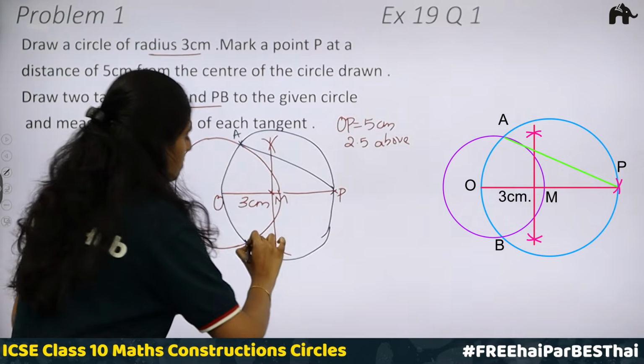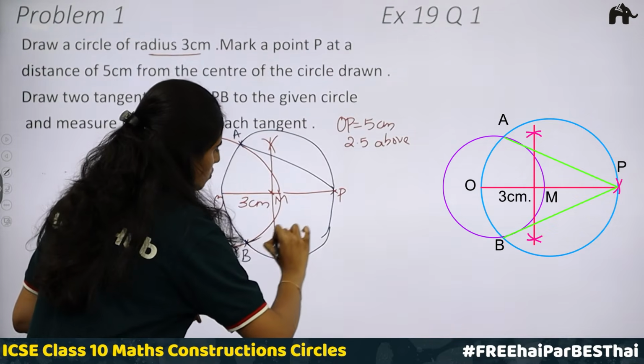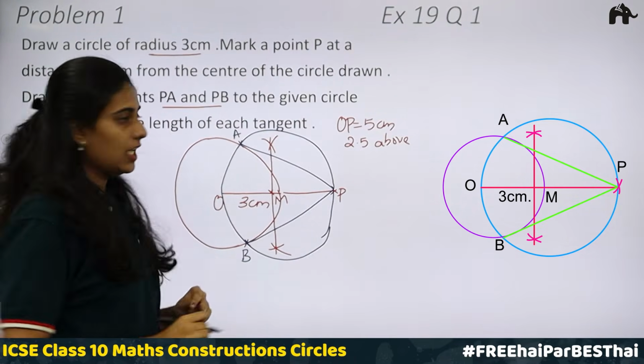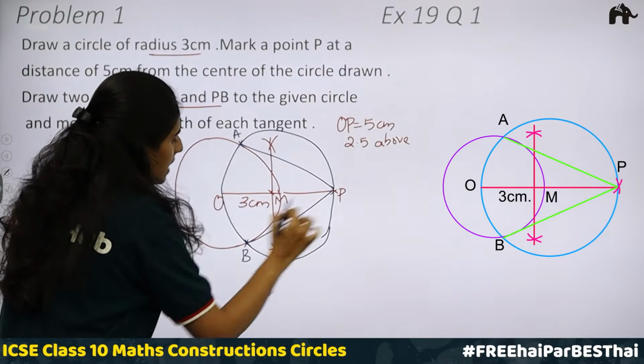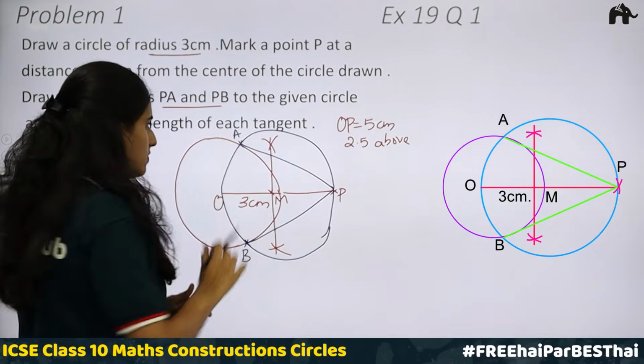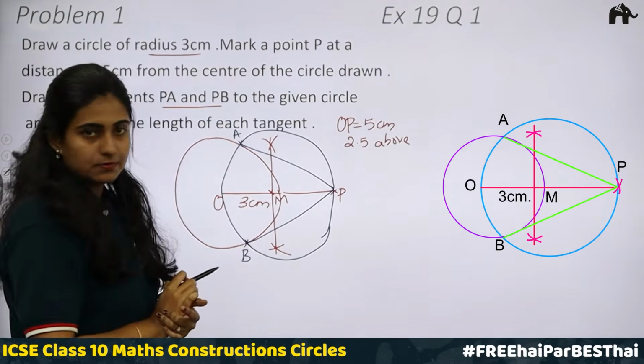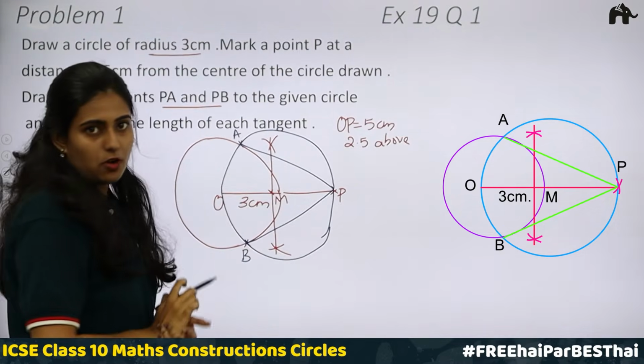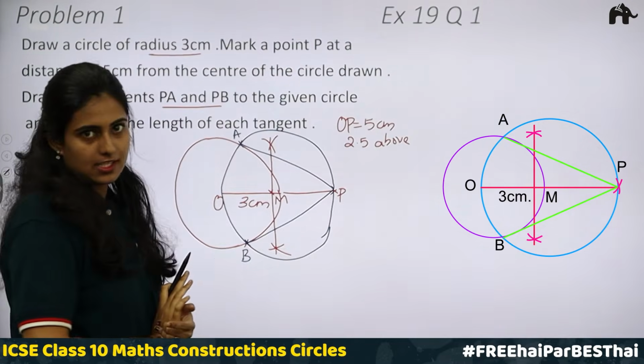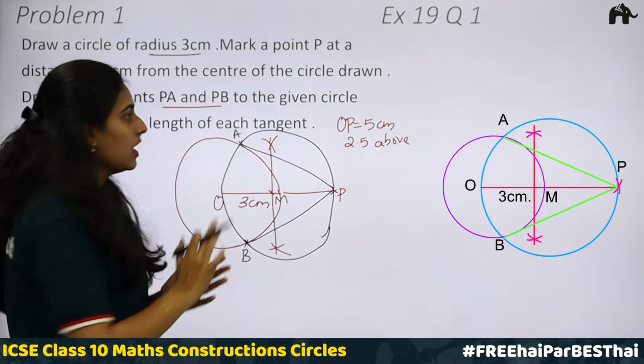Similarly, from P, we are drawing a line to point B. Now, this PA and PB are the required tangents. We can see that PA and PB touch the circle at only a single point. So, these are the required tangents. Remember the steps.